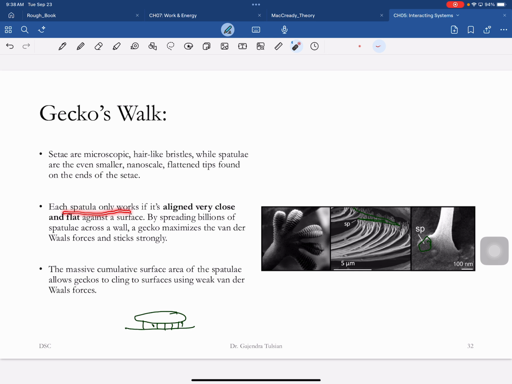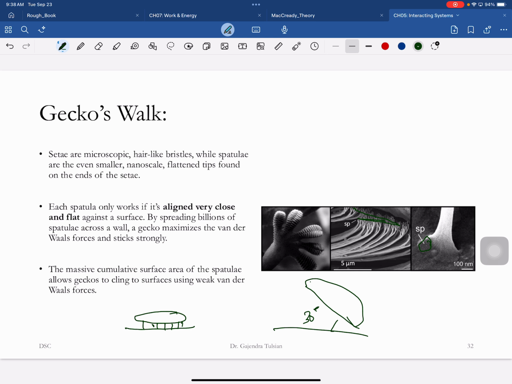Each spatula only works if it's aligned very close and flat against the surface. So if this is the surface, and the spatula was at this angle, then the atoms are not close enough. And the critical angle is about 30 degrees. Okay. So now I've just given you a sort of a clue. So when a gecko walks, all these spatulae are sticking to the surface.